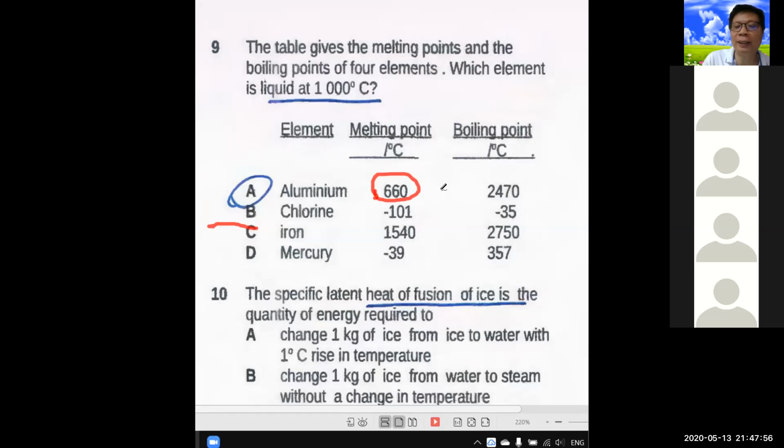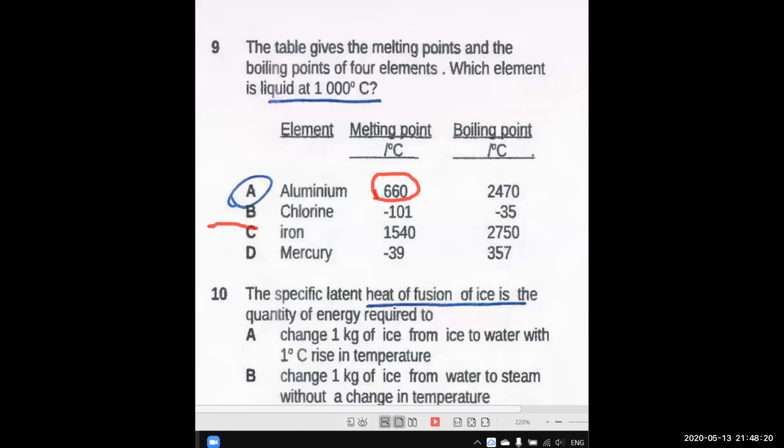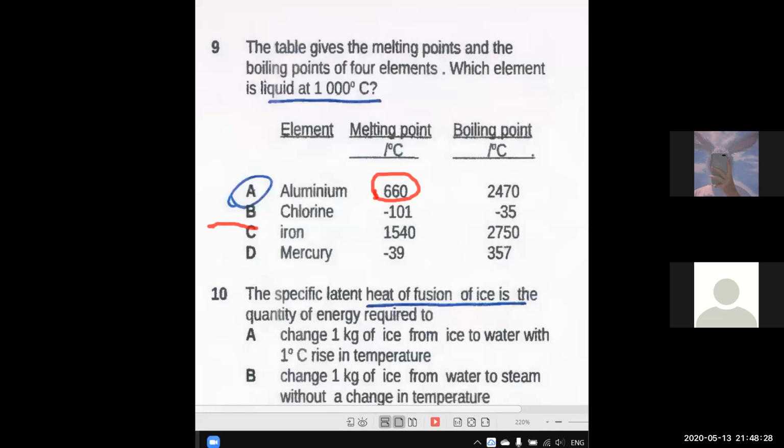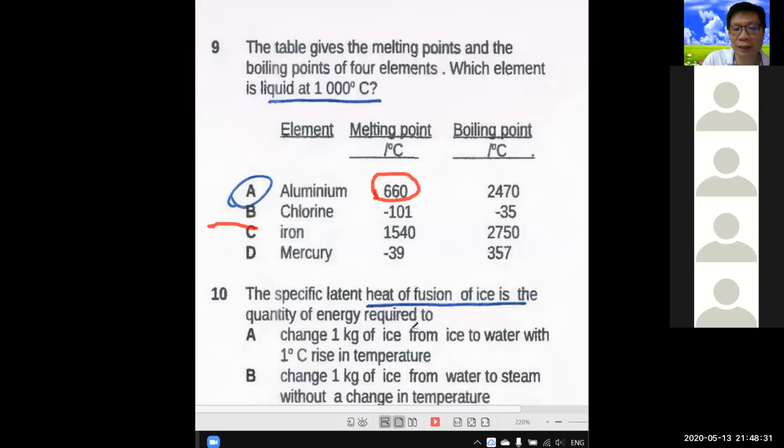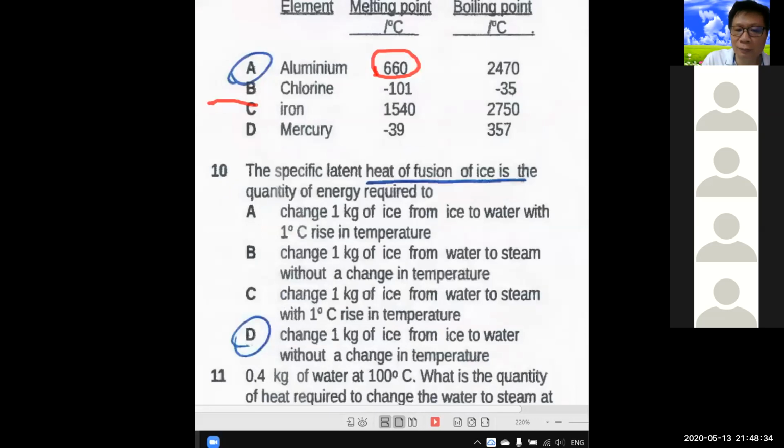Okay. Number 10, specific latent heat of fusion of ice. What is the answer for specific latent heat of fusion of ice? Let me call Kian Leong. One answer, Kian Leong, number 10. Donkey? Okay, let's see whether it's donkey or not. Yes, correct, donkey. Kian Leong, very good, thank you.